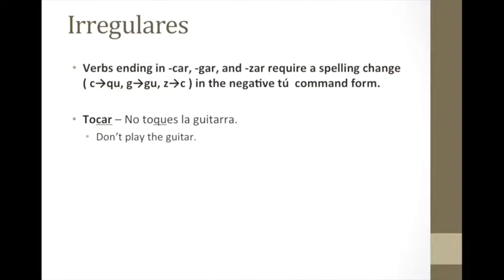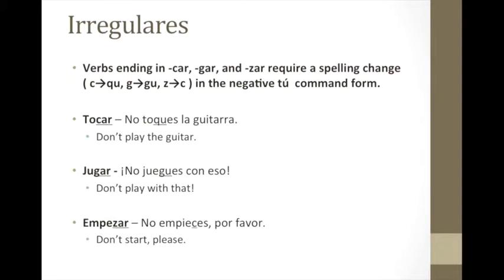No toques la guitarra is don't play the guitar. So you can see how we have no toques has a QU instead of a C. No juegues con eso, don't play with that. Notice how jugar also has a stem change because it is in the yo form, yo juego. But when we flip our ending, it also has a -gar stem change. Empezar, to start, no empieces. Note the stem change E to IE, as well as the Z changes to a C. No empieces, por favor, don't start, please.